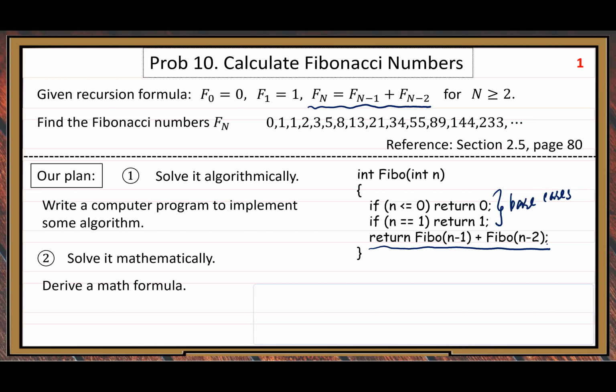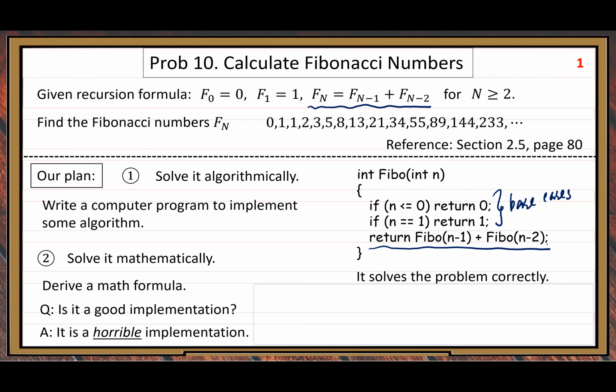We need to consider the efficiency of this recursive algorithm. It solves the problem correctly, so the answer generated by this function is correct. But the question is, is it a good implementation? We need to think about it. We need to do some analysis or do some experiments. Is it good? The answer is, it's a horrible implementation because it is extremely slow.